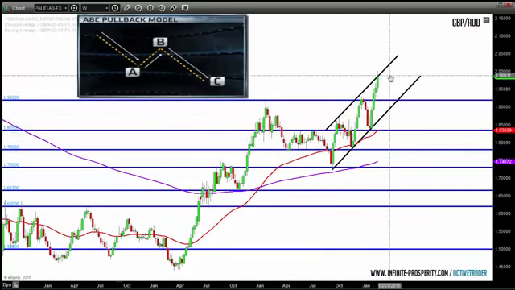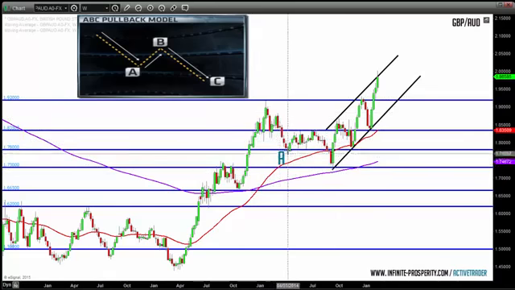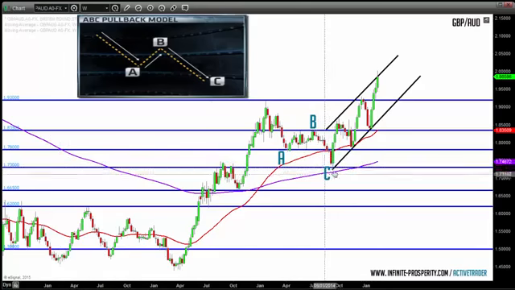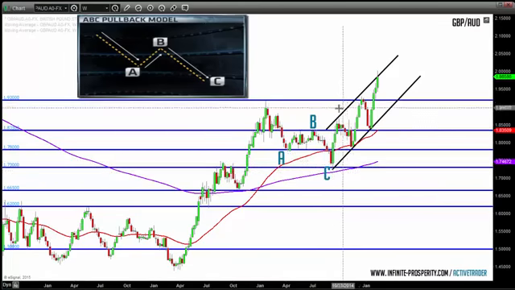So this is the ABC pullback, the letter A being the initial move lower to 1.78, the first lower high being the B at 1.835, and then the second move lower, the second leg lower in the pullback to 1.73 being C. And once we reach the C level, you'll notice how the trend resumed. We formed the higher high and then started trending higher.